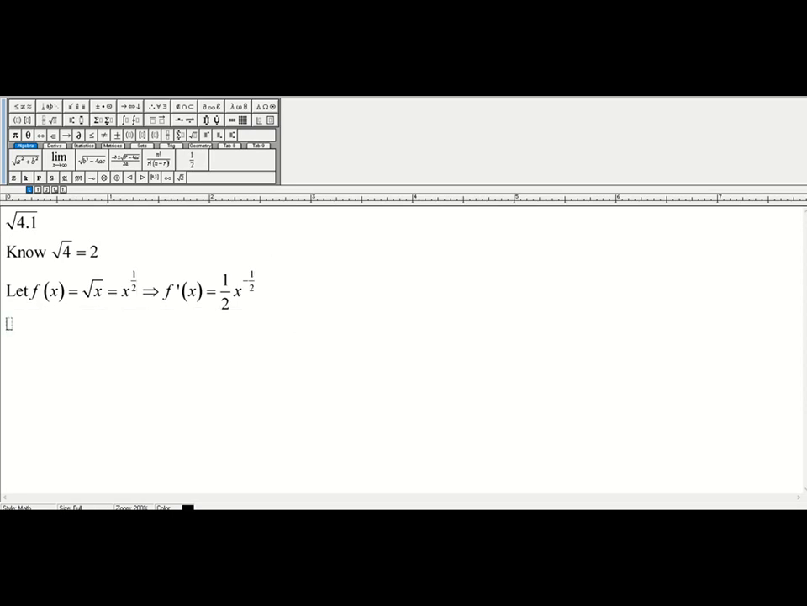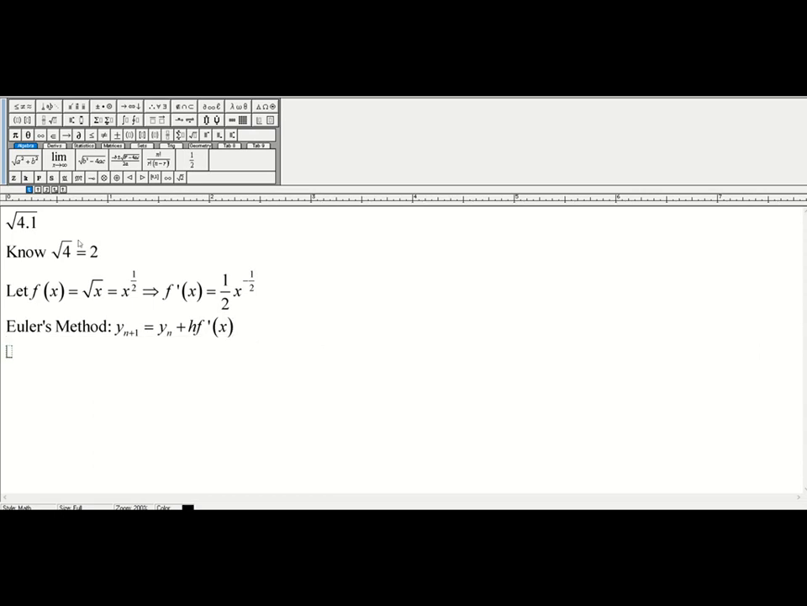Okay, so let's look at Euler's method. And what does Euler's method say? Well, Euler's method says this: y of n plus 1 equals y sub n plus h times f prime of x. That's basically what Euler's method says.